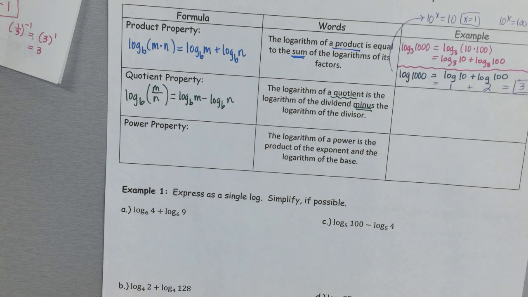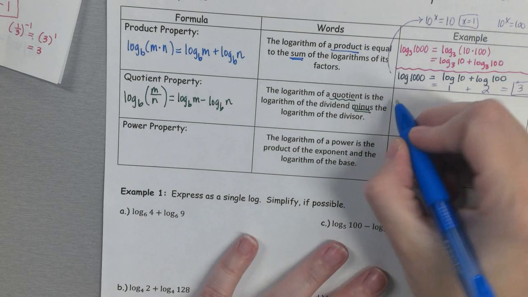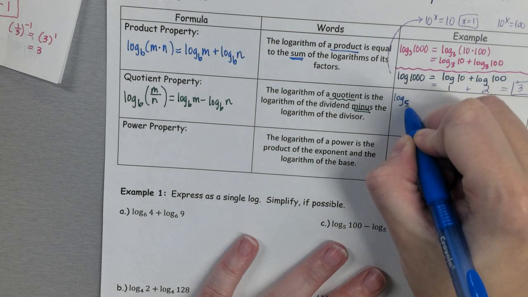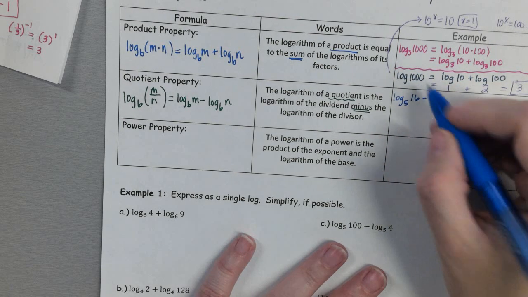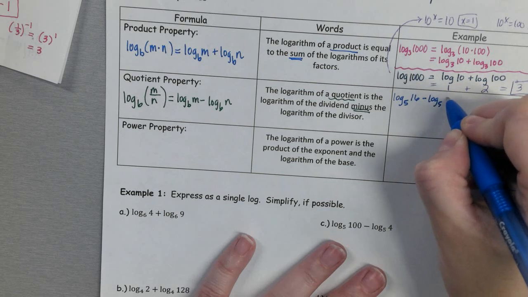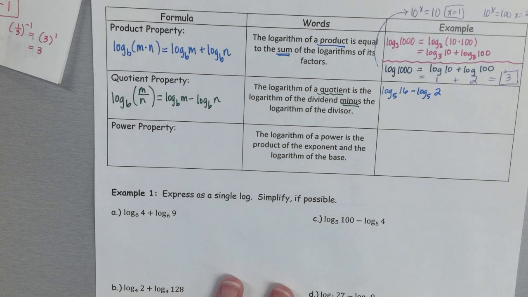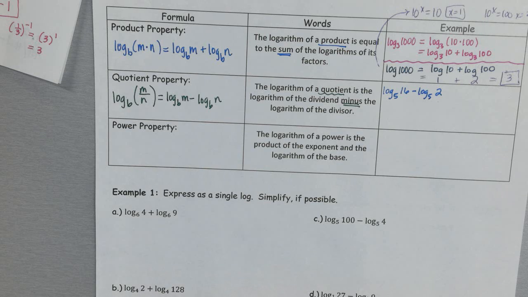Okay, so I'm going to give you the first part, and I want you to rewrite it. Simplify as much as you can. So log base 5 of 16 minus log base 5 of 2, and then can you rewrite that for me? So simplify as much as you can. Some of these you'll be able to simplify, other ones you won't be able to simplify without a calculator.